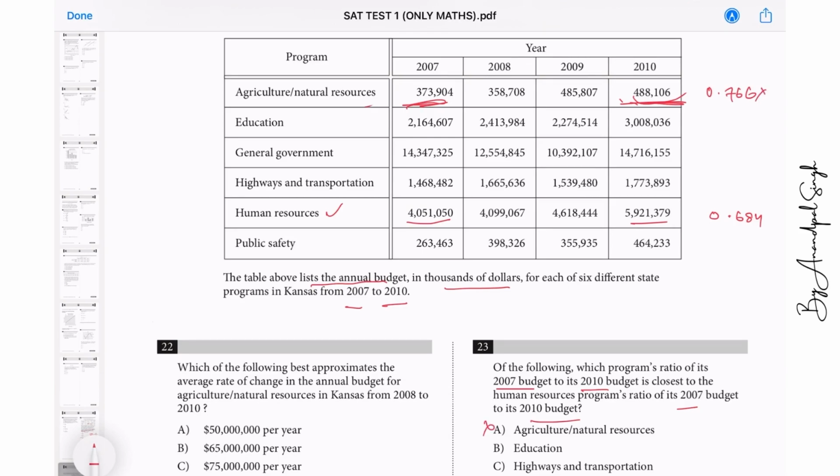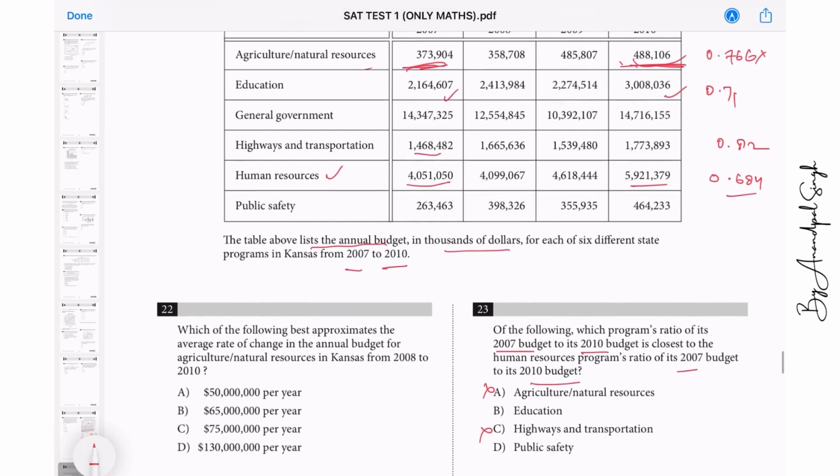Next is education, 2164. Now we will take the ratio of this and this. 2,164,607, then divided by 3,008,036. Here we get 0.71. And when we take highway and transportation, it is 1,468,482 divided by 1,773,893. So that is 0.82. So this is also ruled out because it is very far away from this.